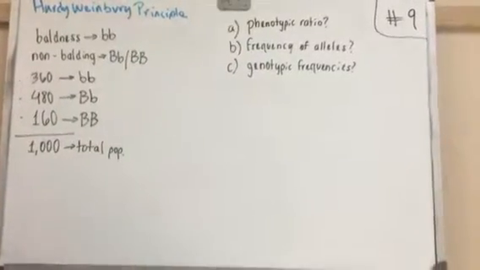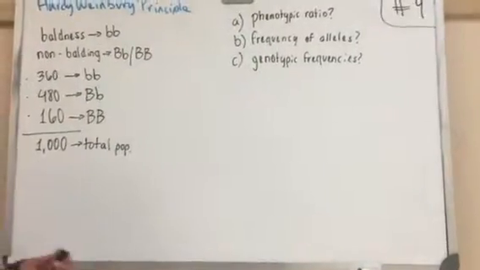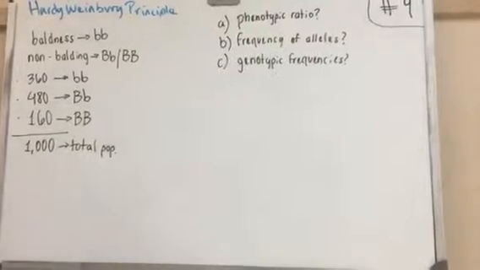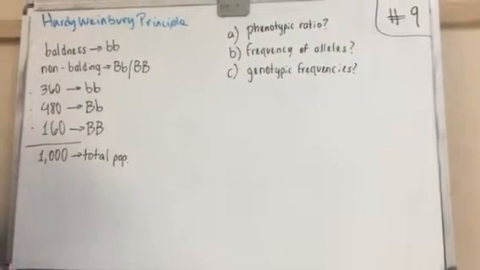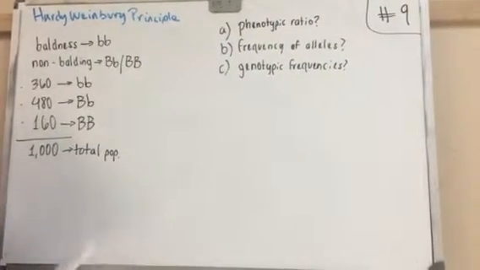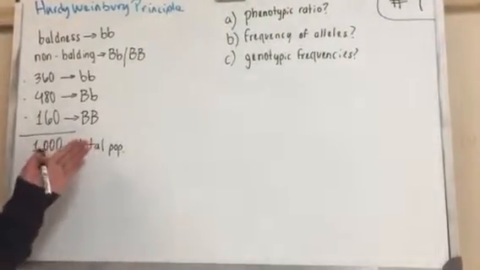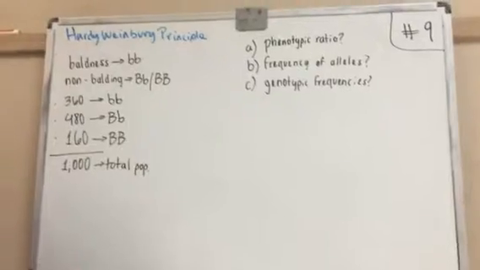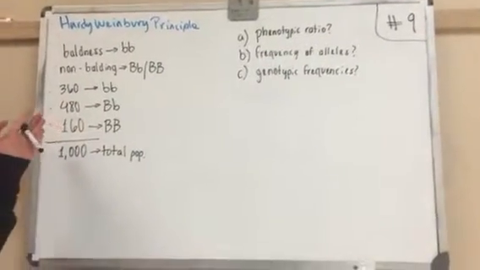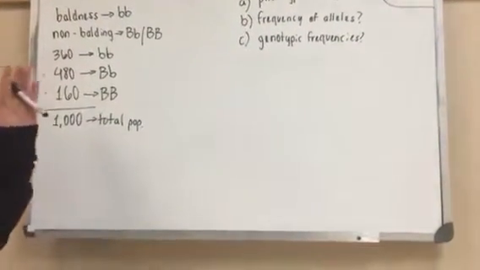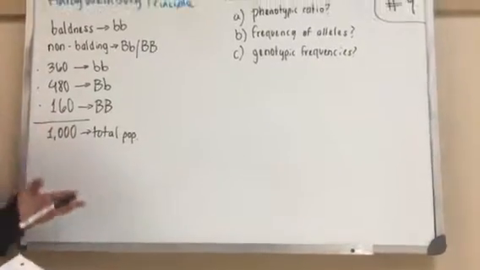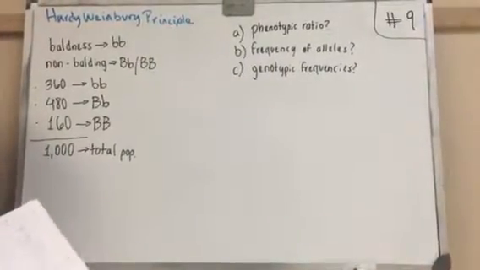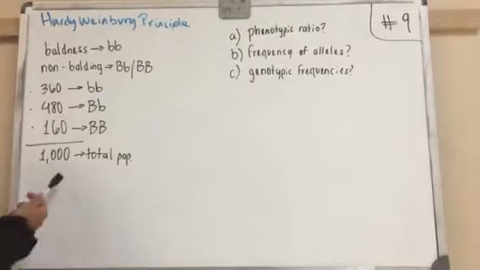So in this scenario, we're going to be talking about people with baldness and no hair loss at all, non-balding. Baldness is coded for by the recessive allele, little b, and non-balding is coded by big B, little b, or big B, big B. So 360 of them are homozygous recessive, 480 are heterozygous, and 160 are homozygous dominant. So we have a total population of 1,000.